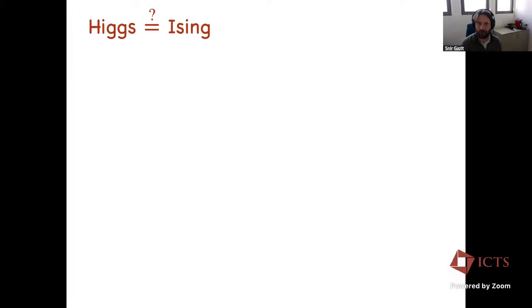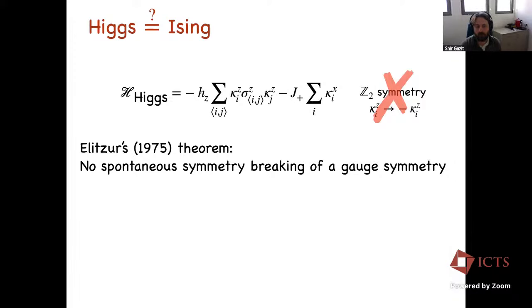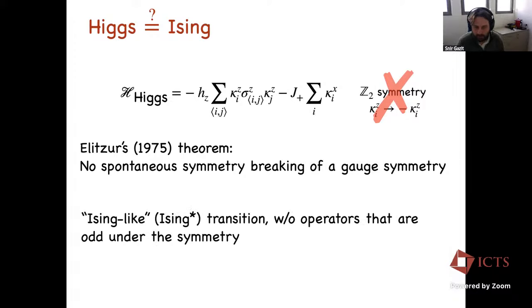So this looks like an Ising transition, but actually it's an Ising star transition because the gauge symmetry tells us we don't have a global Ising symmetry, but only a local symmetry. And according to Elitzur's theorem, you cannot spontaneously break any gauge symmetry. The transition here looks like an Ising transition, but I call it an Ising star because the entire critical theory is precisely the same, but we only take out operators that are odd under the Ising symmetry.